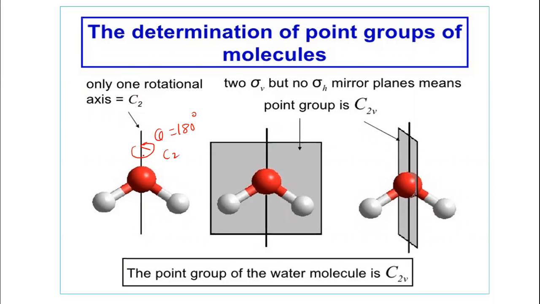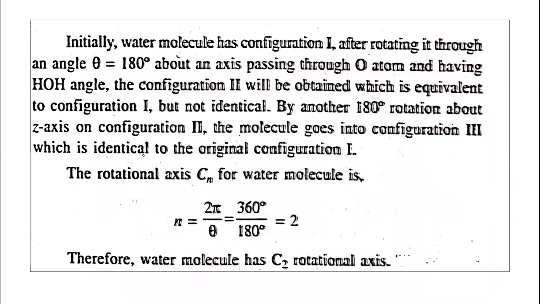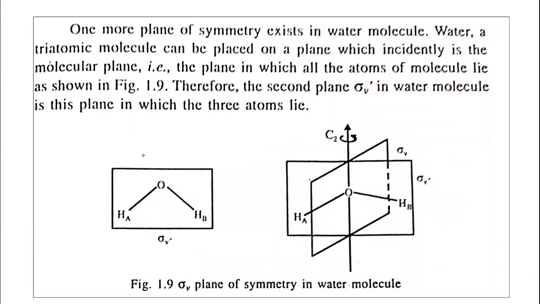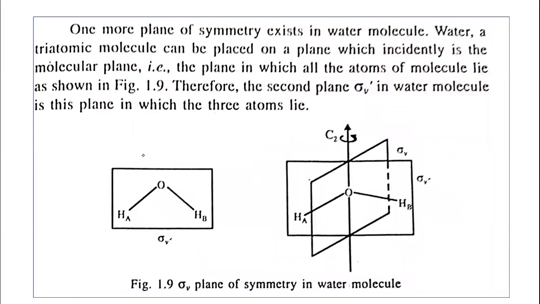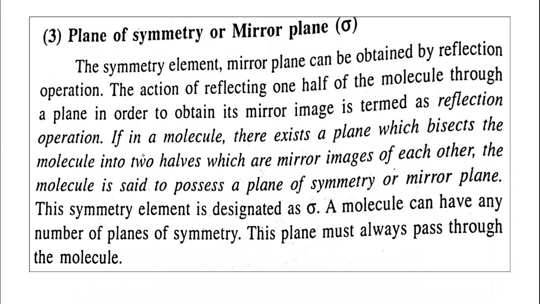Then the third type of symmetry element I would like to discuss here is the plane of symmetry, or mirror plane. The symmetry element mirror plane can be obtained by reflection operation. The action of reflecting one half of the molecule through a plane in order to obtain its mirror image is termed a reflection operation.